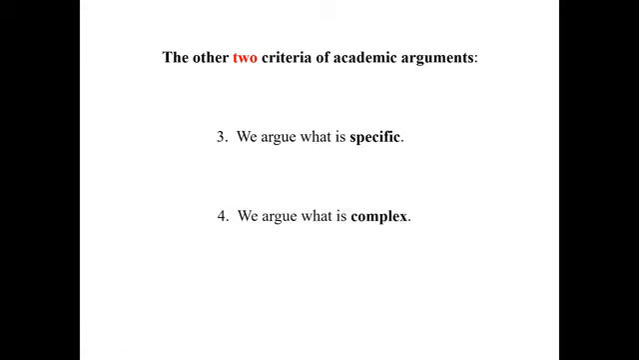And then in academic arguments, we have two more criteria. The third one, we argue what is specific. Fourth one, we argue what is complex. Okay, this is really important in academic writing. There was once a student who asked me, how can I write a paper on "Plato is human"? It's just so simple. Then I said, well, actually in academia it's more complicated than that. That set of argument is for demonstration. In academia, these two are really important.